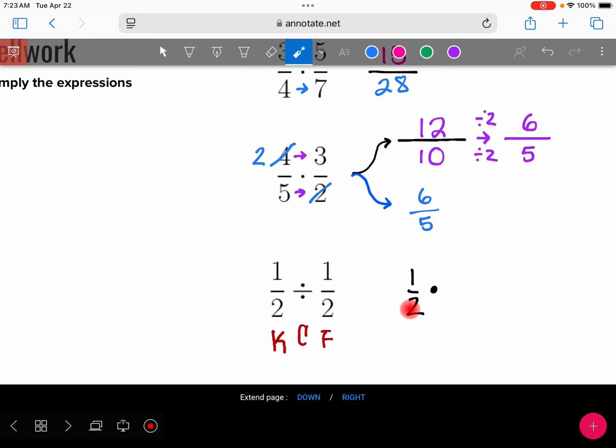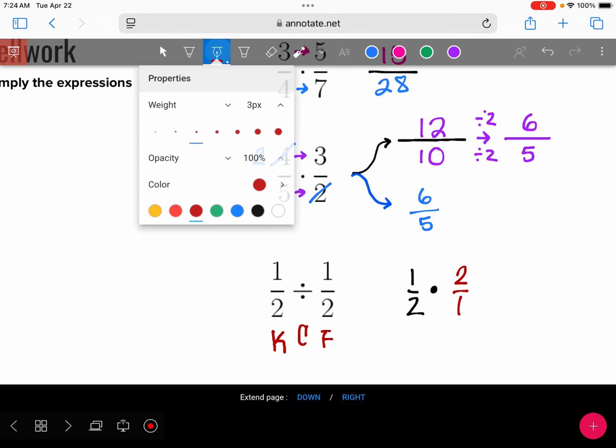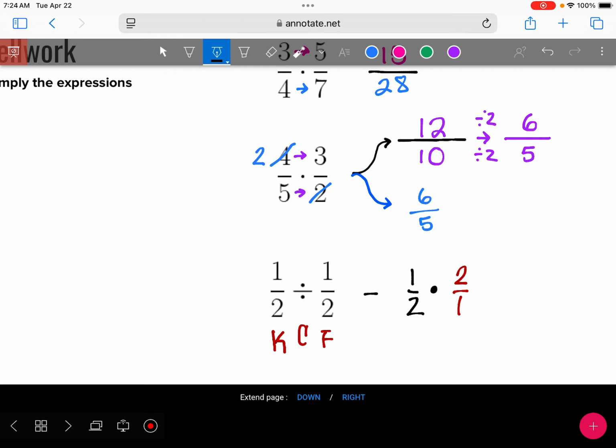So we keep the first fraction exactly the same. We change the division to multiplication, and I'm going to take this one and flip it over. So instead of being 1/2, it's going to be 2/1. So we do our keep, change, flip. Now what happens when we multiply this? It is going to become 1, because I've got 1 times 2, which is 2, 2 times 1, which is 2. So we'd get 2/2, which is 1. Or we can go, hey, wait a second, those 2's cancel out, and we're left with just 1/1, which is 1.